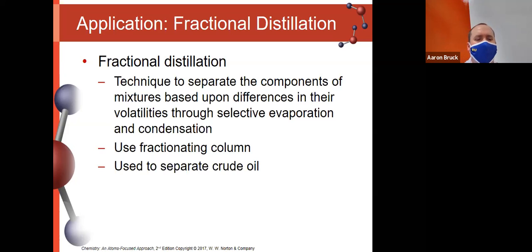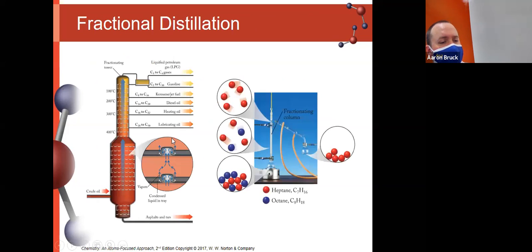Now, where this is most common is in the process to help separate crude oil into the things that make us go. So in particular, what we see in these cases, this is called a fractioning column here. The crude oil comes in at the bottom, and basically this is a heating column.